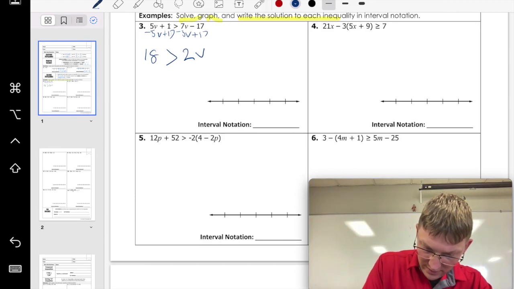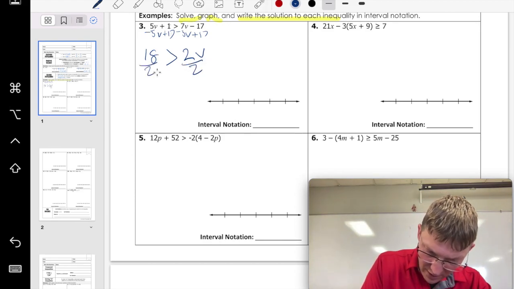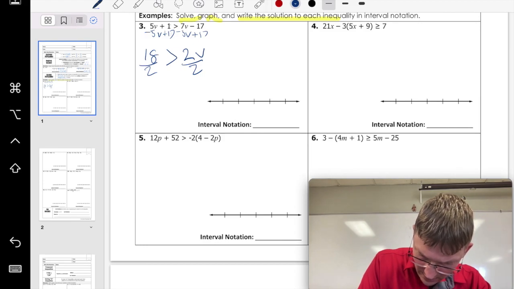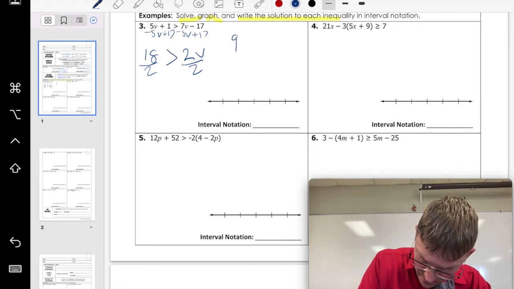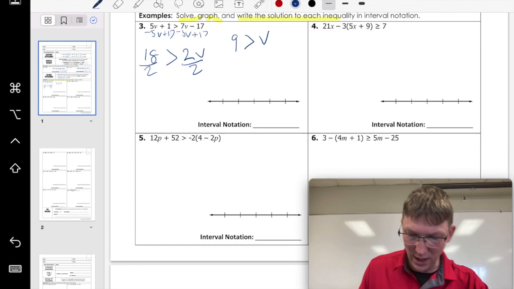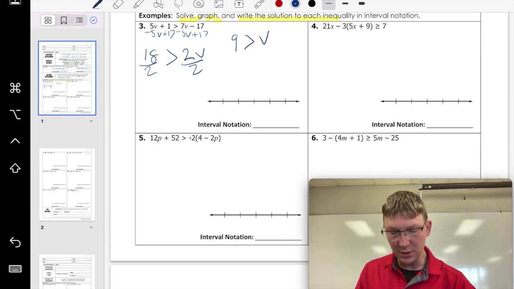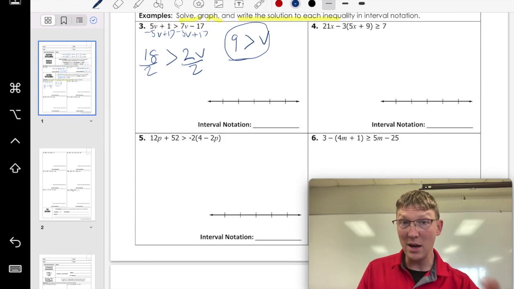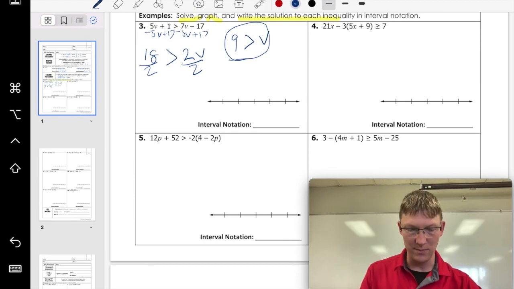Gotta get the V by itself, so we're dividing by 2. Divide by 2. 2 is not negative, so nothing weird happens. So we've got 18 divided by 2 is 9 is greater than V. So that means that our solution is all numbers that are greater than 9, not included 9.